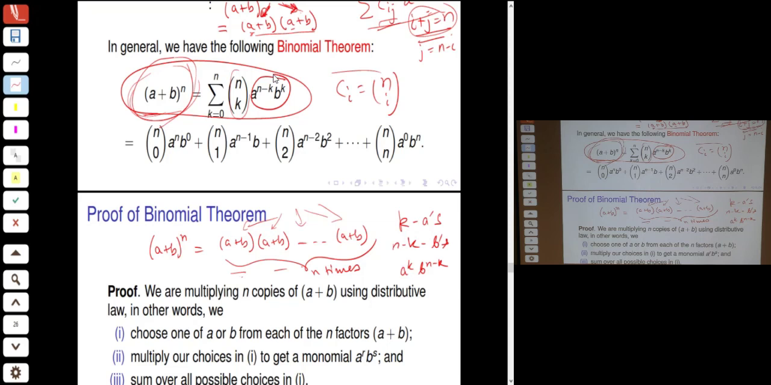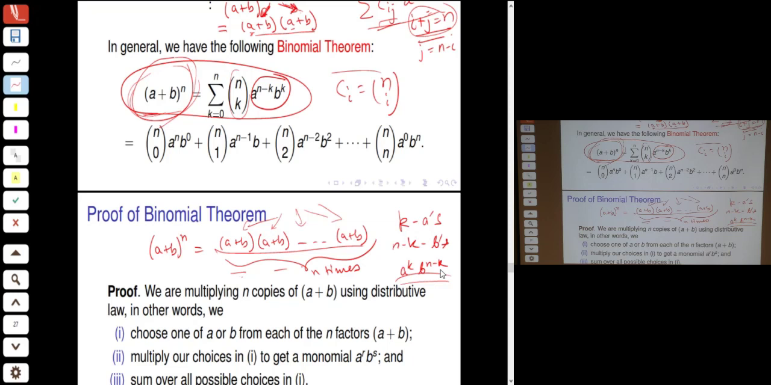Okay? So now let us see, if you expand out this multiplication, how many times does a to the k, b to the n minus k occur. This is actually a simple problem, because you are getting the a's from certain brackets and b's from the remaining brackets, right.